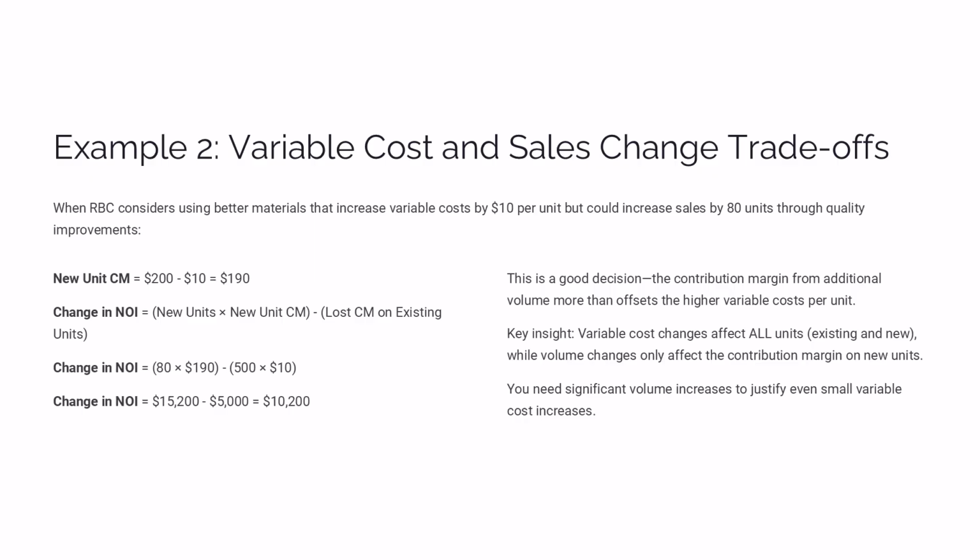When Netflix decided to produce original content instead of just licensing it, they were accepting higher variable costs per show, but gaining control over their library, and their analysis showed that owning content would drive subscriber retention worth far more than the increased costs, which is why they now spend $17 billion annually on original content.